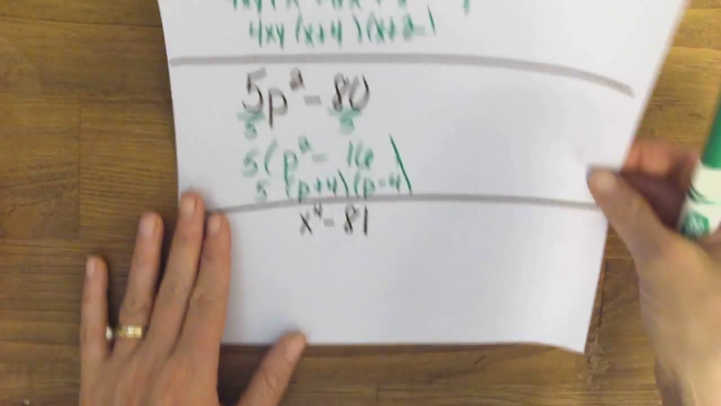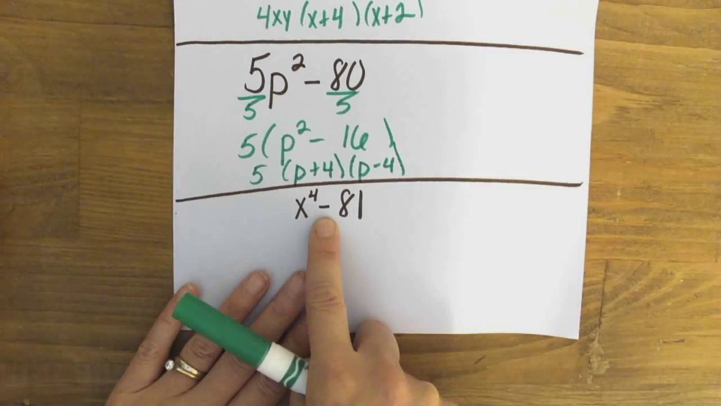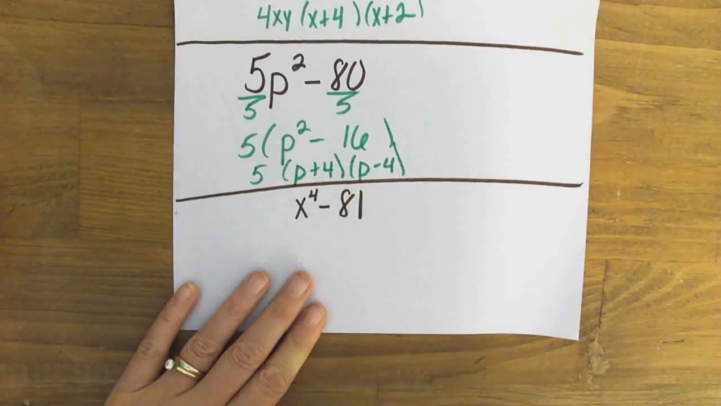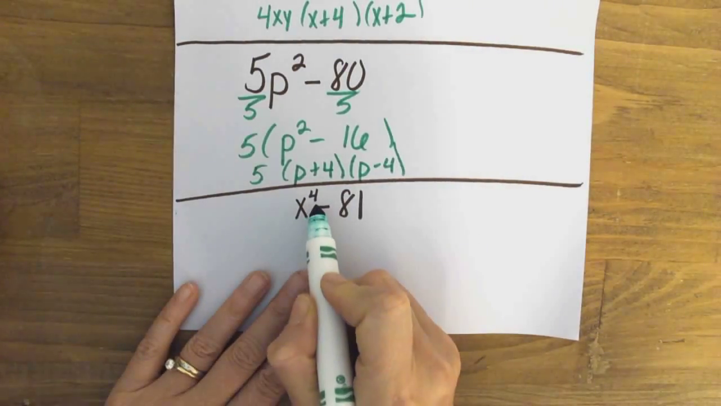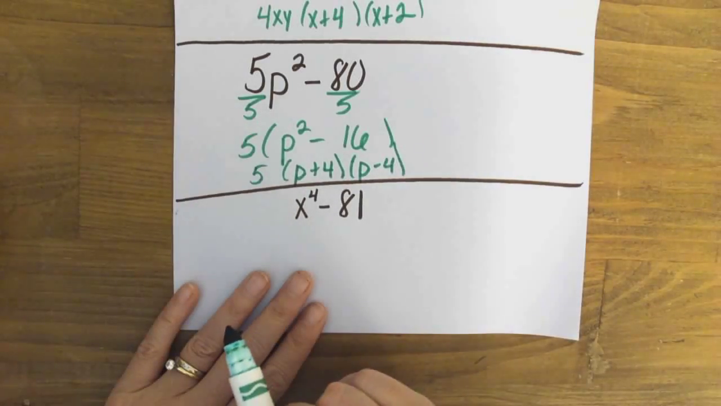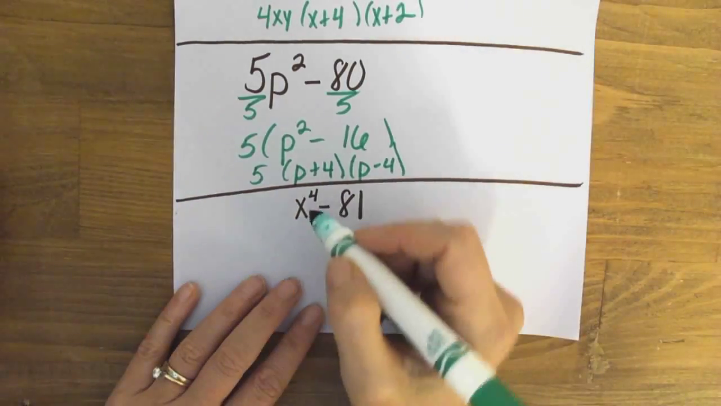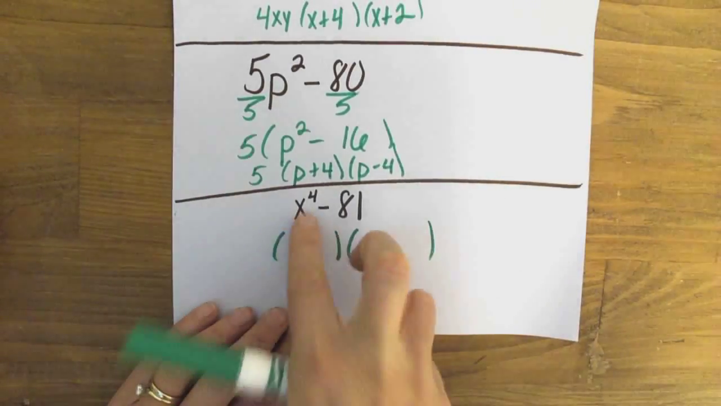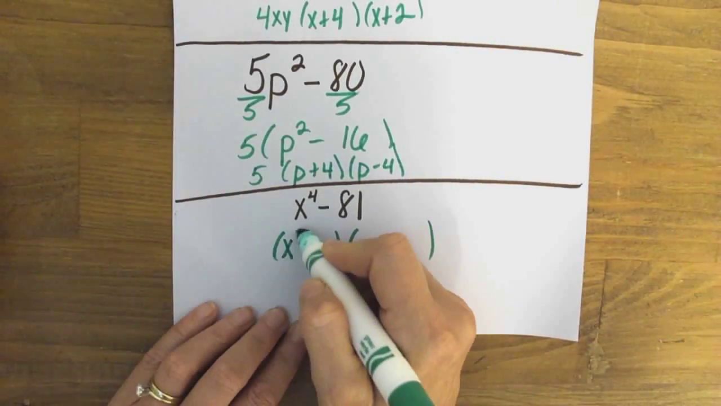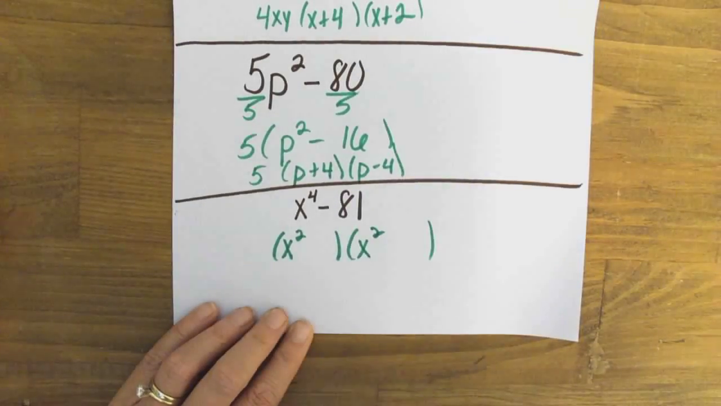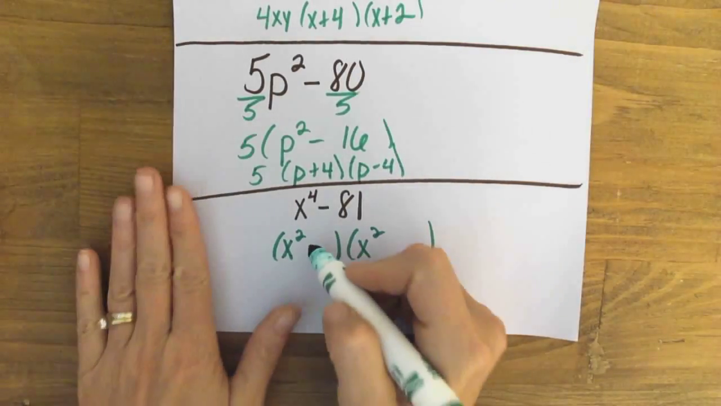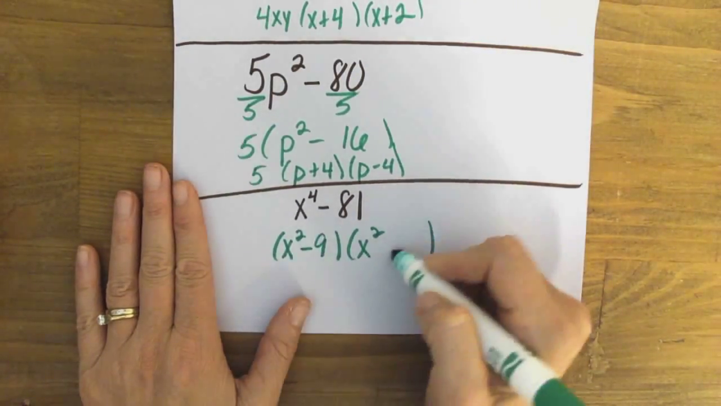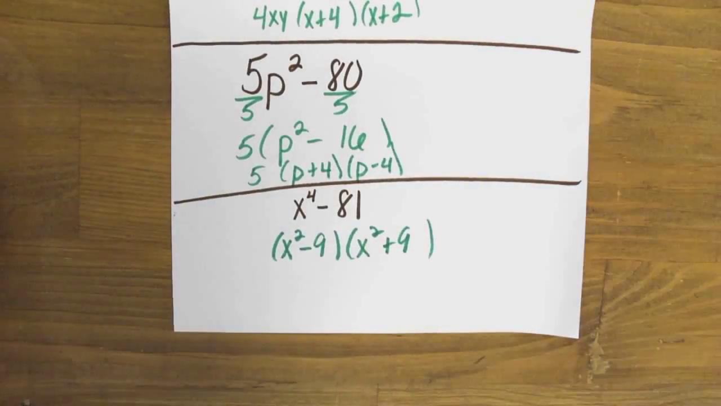Okay, my next one here is x to the 4th minus 81. Difference of squares, please don't be worried that that is a 4. As long as that is an even power, it is a perfect square for us. So let's see. What multiplies together to give me x to the 4th? Well, that would be x squared and x squared. And what multiplies together to give me negative 81? That's negative 9 and positive 9.